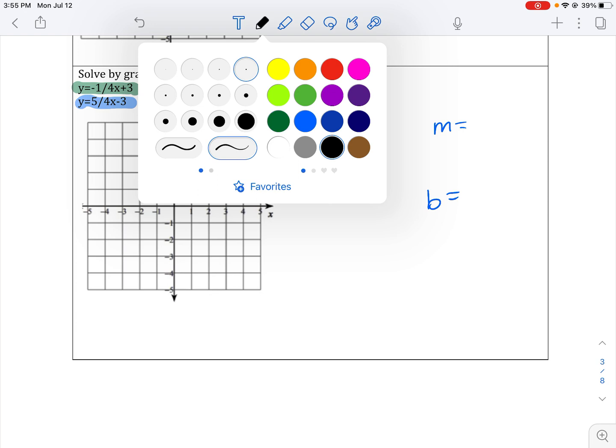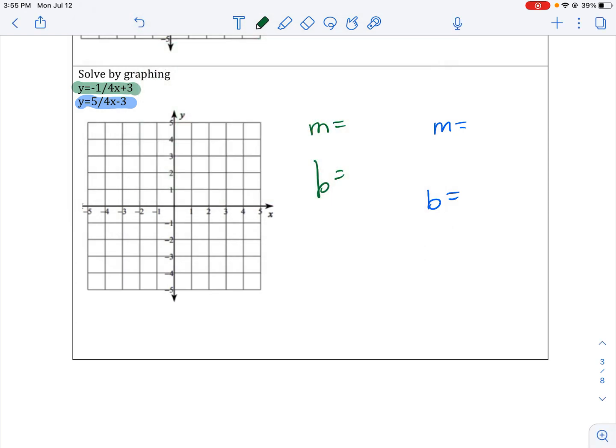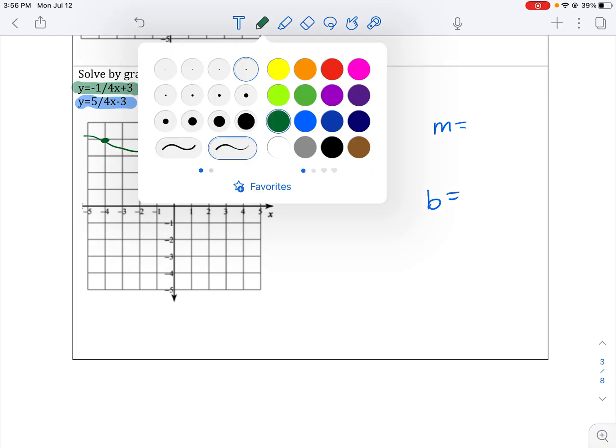Okay, I'm going to do the same thing with the next line here. Label my slope and my y-intercept. Those are the only two numbers we need to identify. Plot the y-intercept, and then slope, since it's a negative 1, I go down 1 to the right 4. In this case, I can do the opposite because I have room. Instead of down to the right, I go up and to the left. Plot those points.